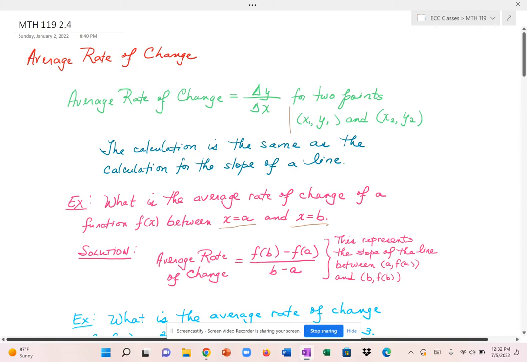Sometimes different notation is used. So this is one way to express it. This is another way to express an average rate of change.